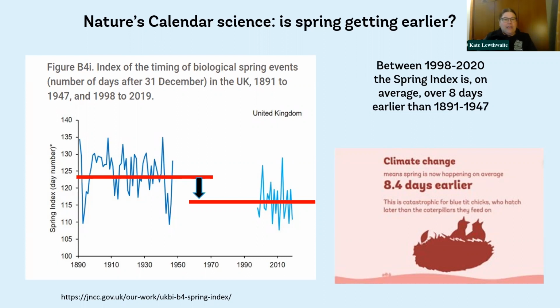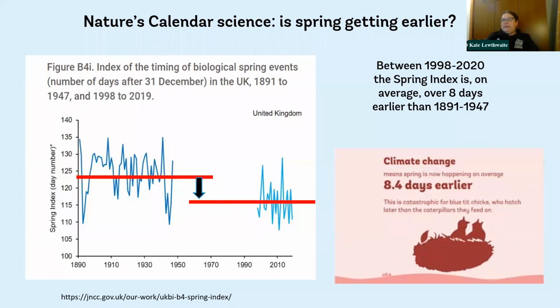We have weather in the UK. Boy, do we have weather. We have warm springs, we have cold springs. But actually what this is looking at is a much longer term change. So that's really what we talk about when we talk about climate. So what you can see here is the difference, the average difference between these 2 periods in our Spring Index is around 8.4 days. So that's really, really significant and should be a cause of concern for us, really.